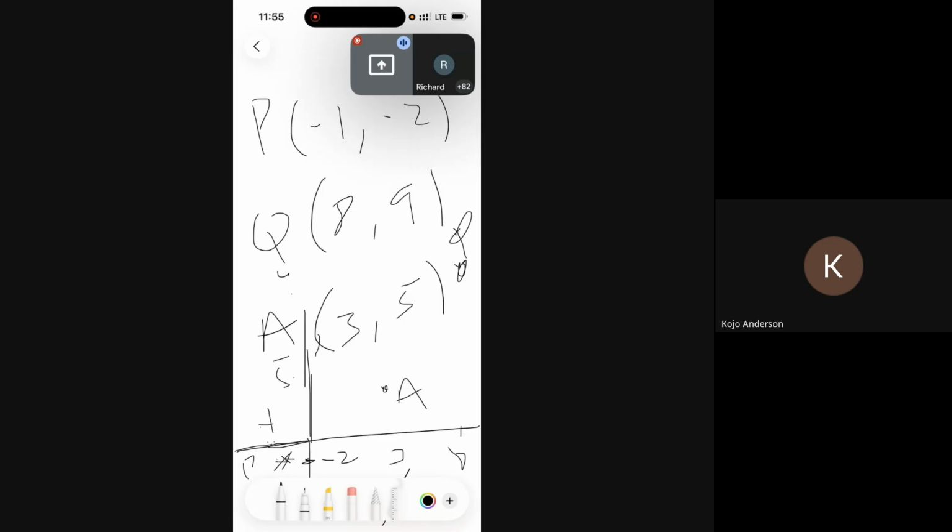Now I want to find out if P is closer to A than Q. So we want to find out which of the two is closer to A, either P or Q. So in this case, it means that I want to find the distance from P to A and then from Q to A, then I'll compare. So let's do that.